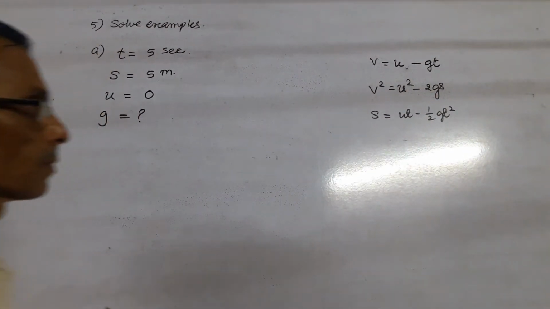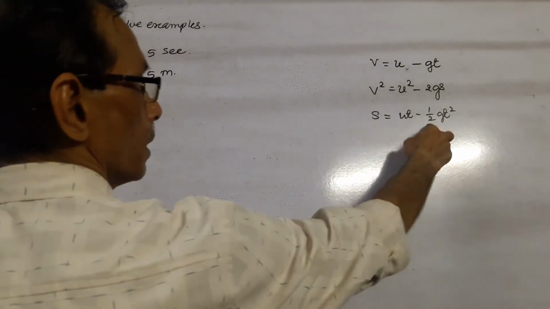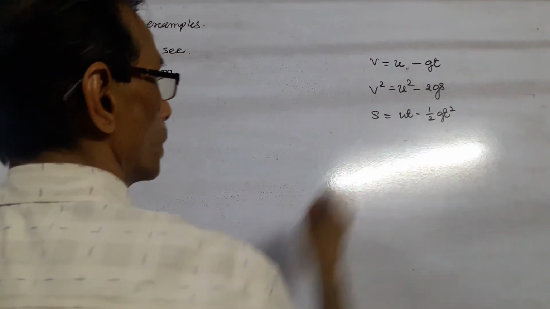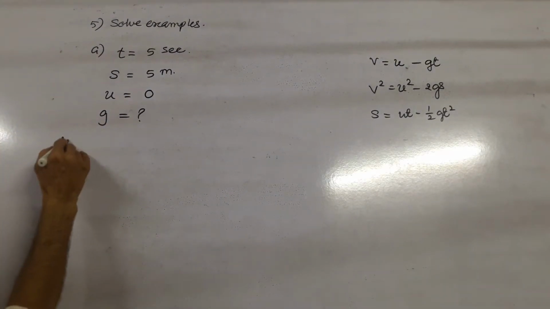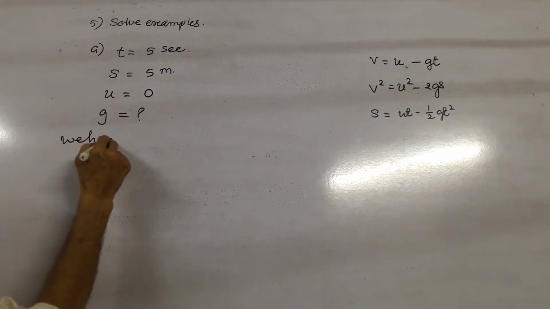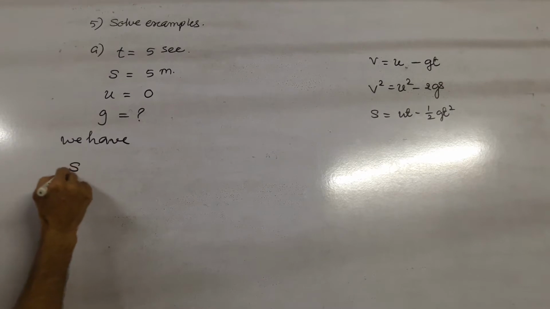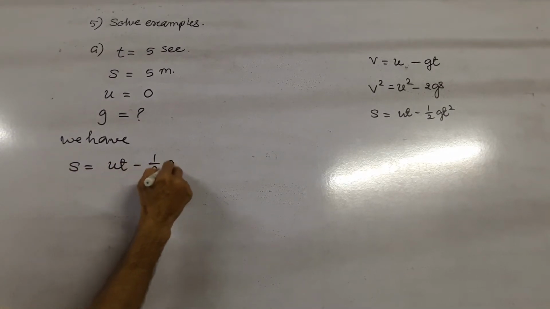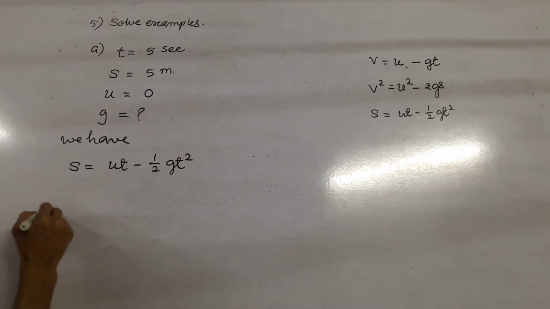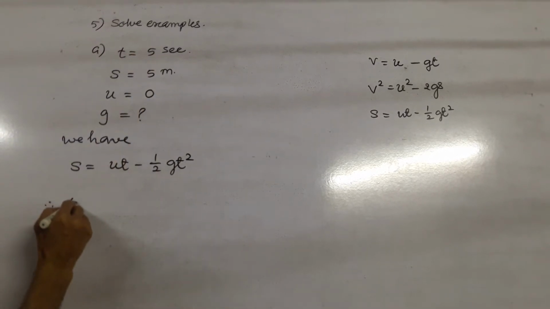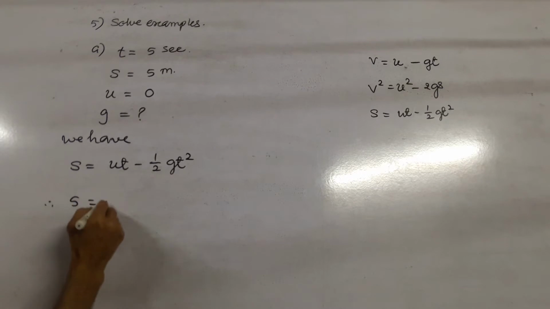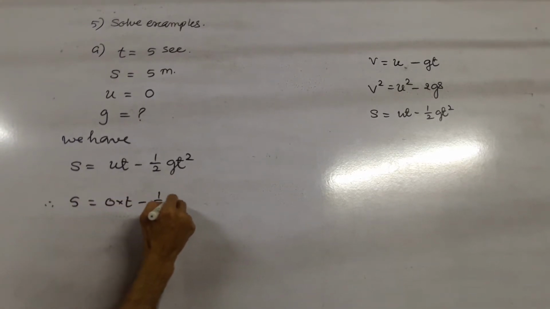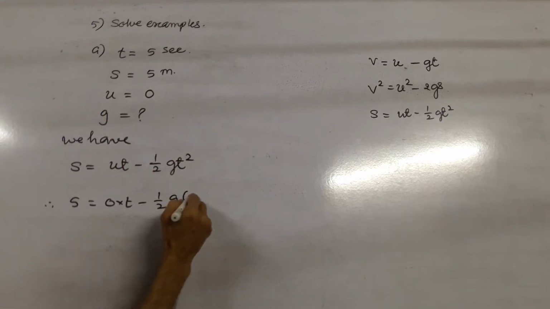or the second equation. So let us take the third equation, because s is there, g we have to find out, and t is also given. So we have s equal to ut minus half g t square. Here distance traveled 5 is equal to u, 0, into t minus half. g we do not know, and t is 5.